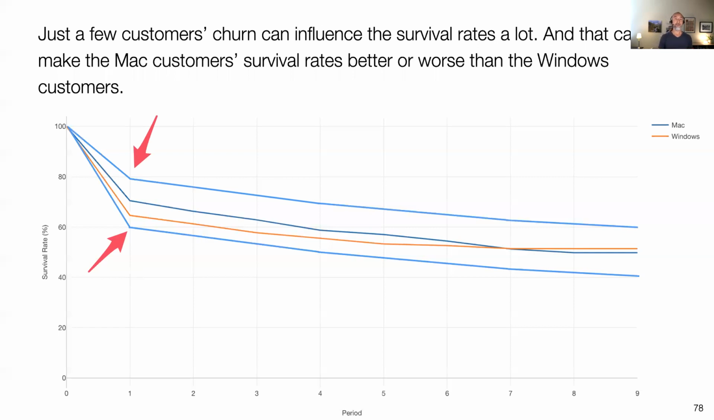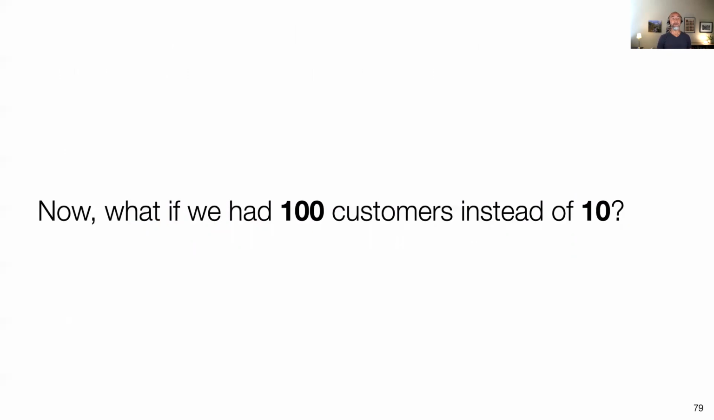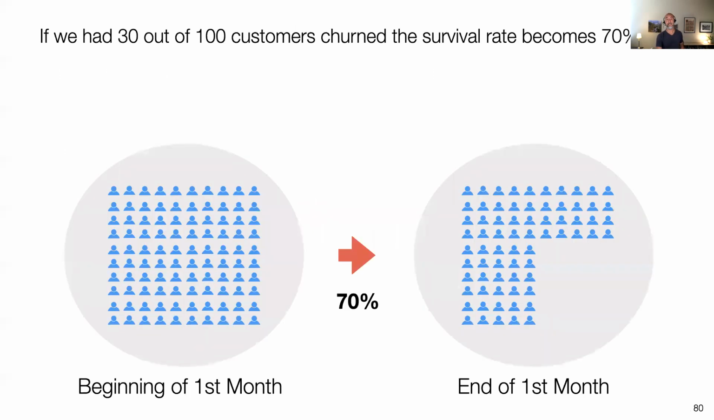So just a few customers churning can influence the survival rates a lot, especially when the number of customers is small. And if we compare between those two, it's not really reliable. But if we had 100 customers instead of 10, then at the beginning of the first month we had 100 customers, and at the end of the first month we had only 70 people retained. So then 70% is the survival rate here, right?